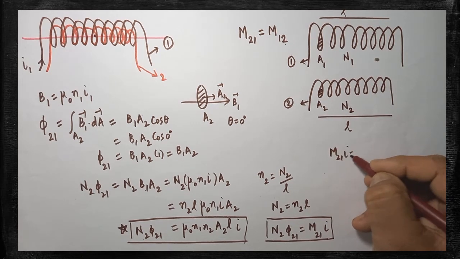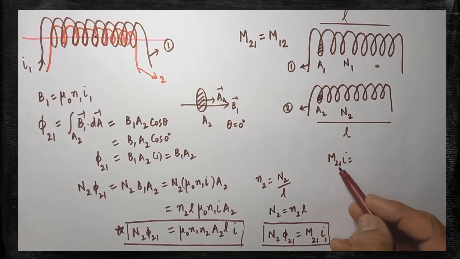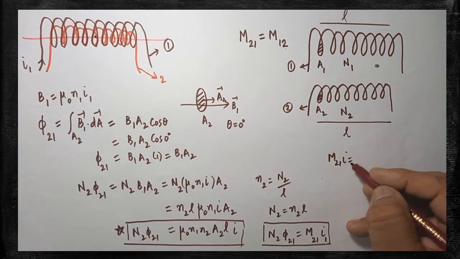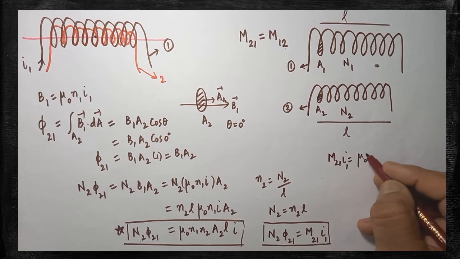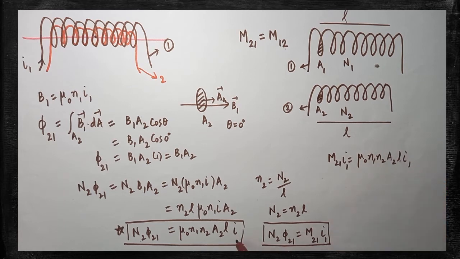M21 I2 is equal to, actually I1 has to come. When you calculate M21, that M21 is because of the current flow I1. So M21 I1 is equal to mu naught N1 N2 A2 L I1. This is the expression.